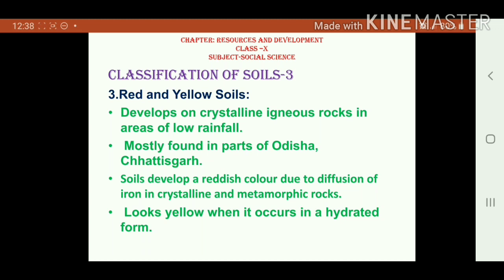Again, I am making the point clear that this develops a reddish color due to the diffusion of iron in crystalline and metamorphic rock. It looks yellow when it occurs in a hydrated form. And why does it turn yellow? Because when it occurs in a hydrated form, along with the water content, its color changes to yellow.